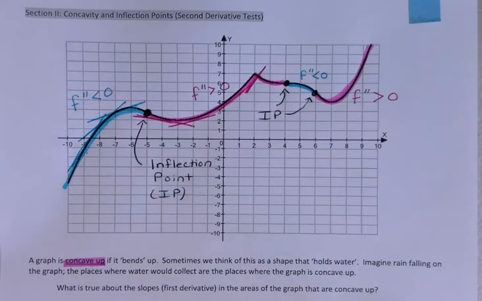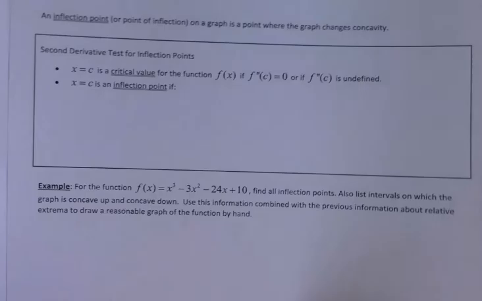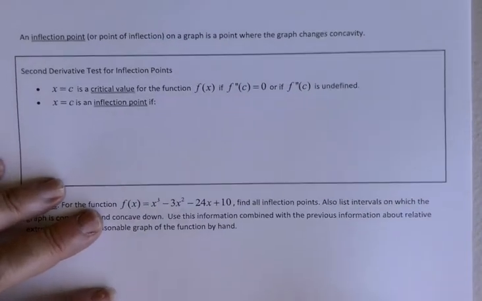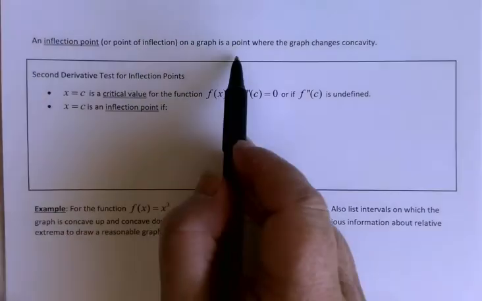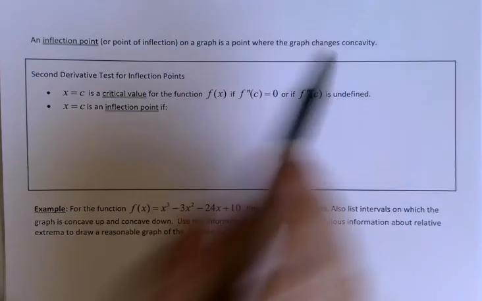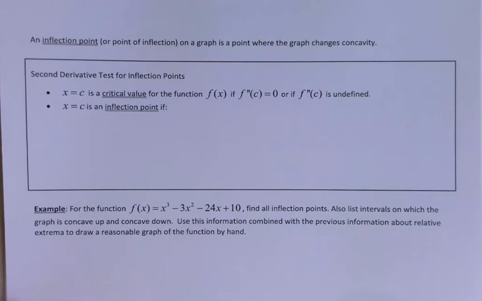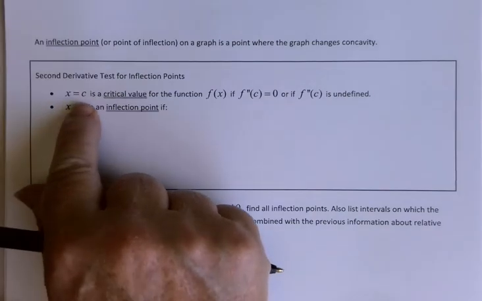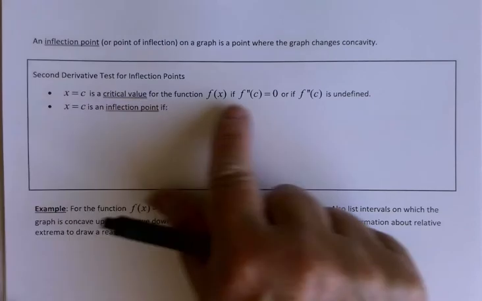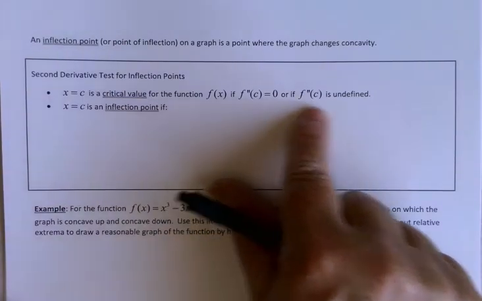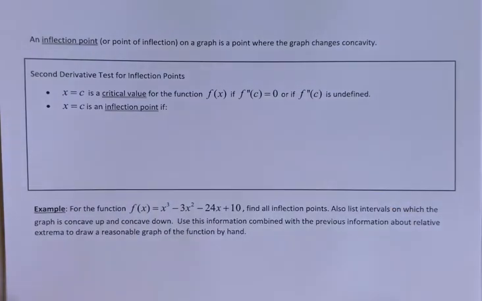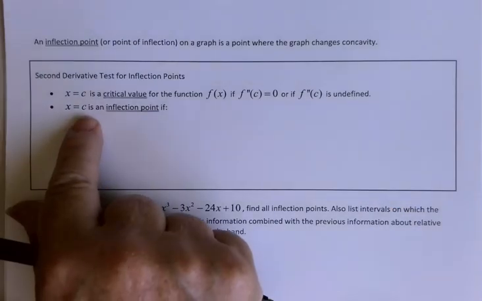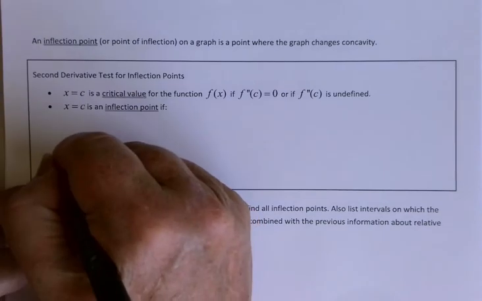And so we're going to have the same conditions on a critical point as we did for max-mins. An inflection point, or point of inflection on a graph, is a point where the graph changes concavity. And we say that x equals c is a critical value if the second derivative is either 0 or undefined. If it's anything else, we already know if it's concave up or down, right? So x equals c is an inflection point.